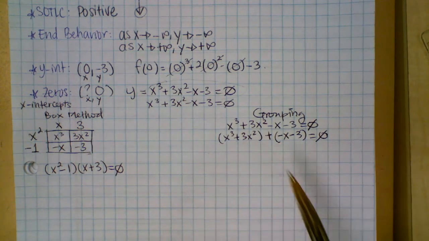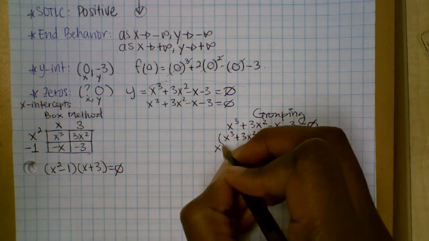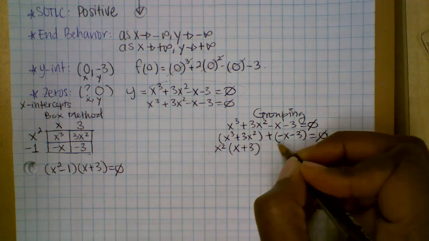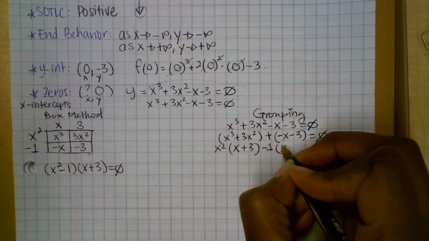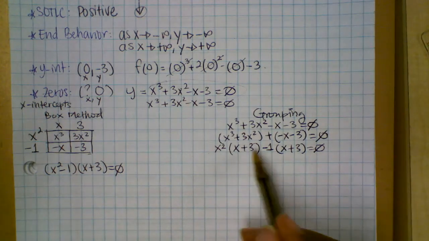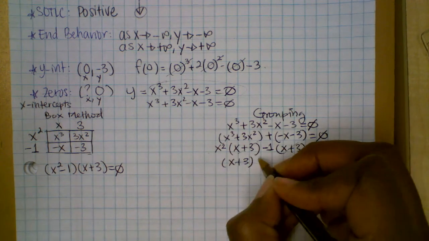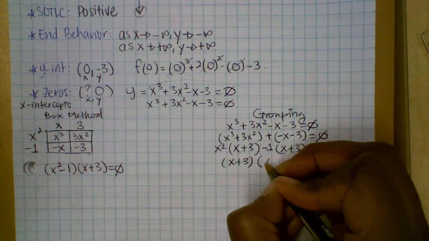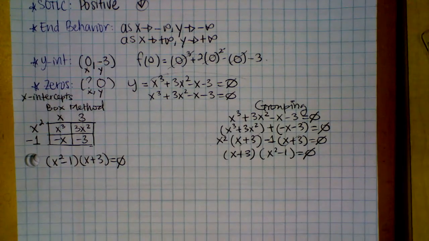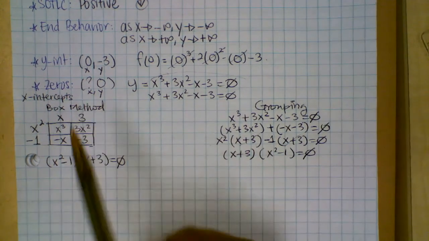Okay, so you're going to factor the greatest common factor on the left, which is just x squared, and you're going to end up with x plus 3. And on the right, it's going to be negative 1, and you're going to end up with x plus 3. So again, you factor the greatest common factor, which is x plus 3, and the leftover term is going to be x squared minus 1. So again, pick one method you feel comfortable using.